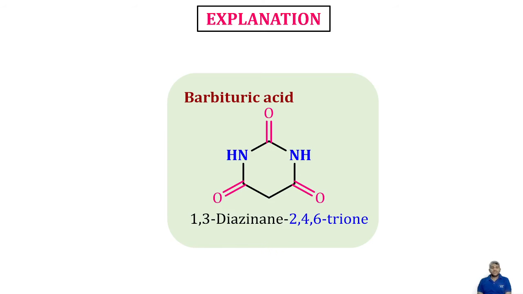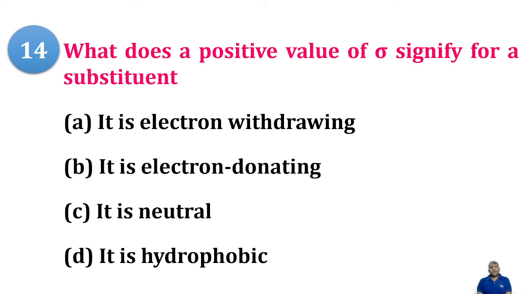We can say three oxygen groups are attached to the six-membered ring structure. Next, what does a positive value of sigma signify for a substitution? This question is from your SAR, the structure activity relationship that you discussed in your medicinal chemistry syllabus. So what does the positive value of sigma tell us?